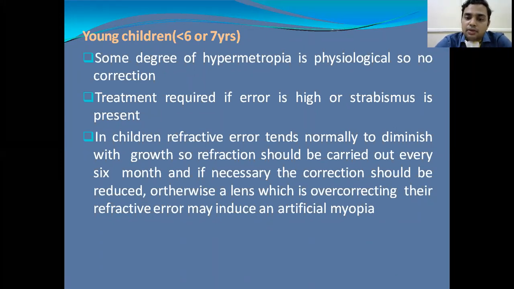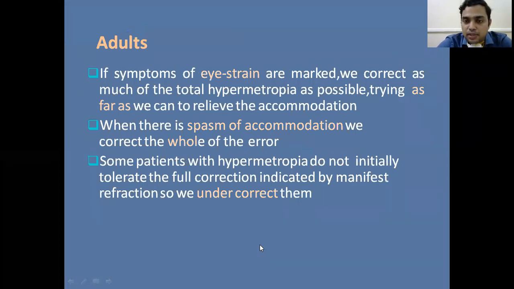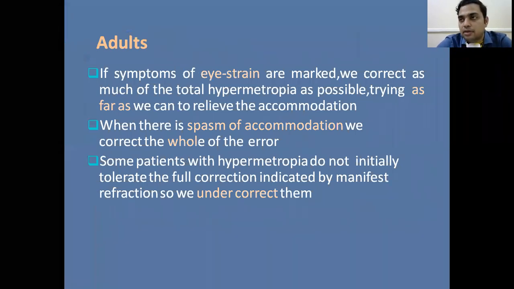Otherwise, a lens which is overcorrecting the refractive error may induce artificial myopia. So if you don't follow up the patient every 6 months, and he goes on using that high hypermetropic power, that eventually leads to a condition called artificial myopia. So a 6-month follow-up is required. In case of adults, if asthenopic symptoms like eye strain are present, then we have to correct the refractive error as much as possible.